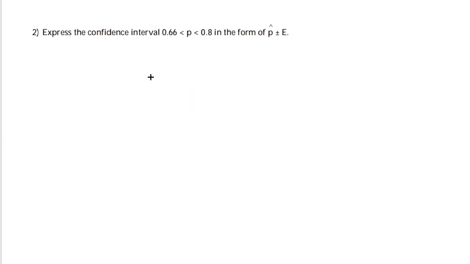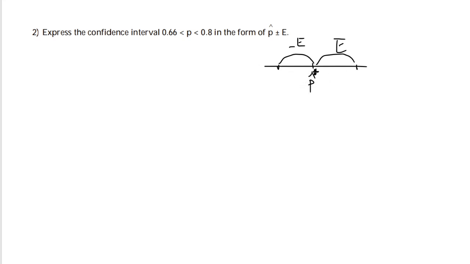Next question. Express the confidence interval p between 0.66 to 0.8 in the form of p hat plus minus e. Okay, so in the very first example, I showed you that if you do the calculation, you usually get your answer in this form, and you should be able to convert it to this interval form. And here they're asking you to do the opposite. So there's no formula for that, but you can have an idea of what's happening. This confidence interval has this property.